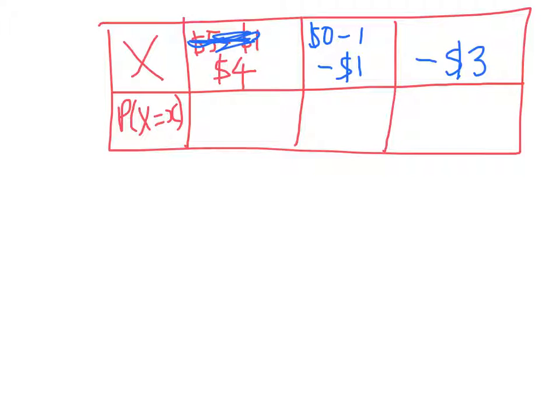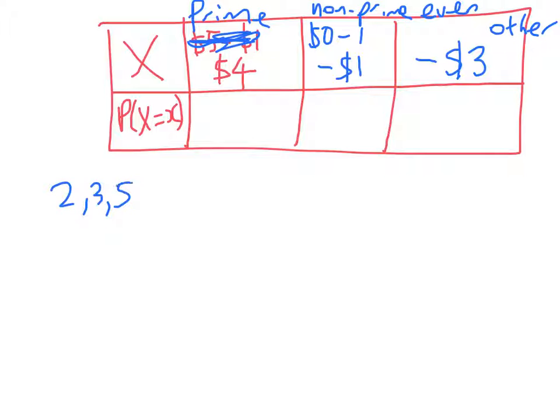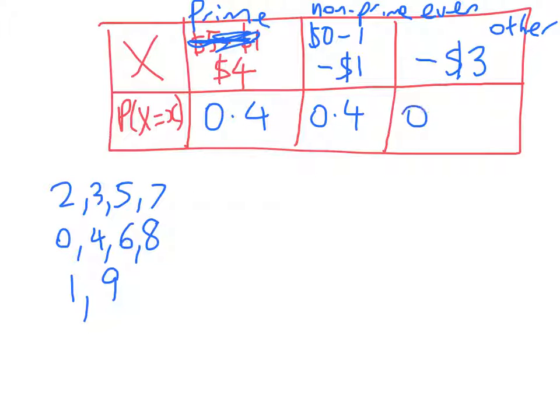So this is prime, and this is non-prime even, and this is otherwise. Right, so what are our prime numbers between 0 and 9? Well, we've got 2, 3, 5, and 7. Our non-prime even numbers will be 0, 4, 6, and 8. And otherwise, well, what's left? 1, and basically odd numbers that are not primes, 9. So nice, easy probabilities: 0.4, 0.4, and 0.2.